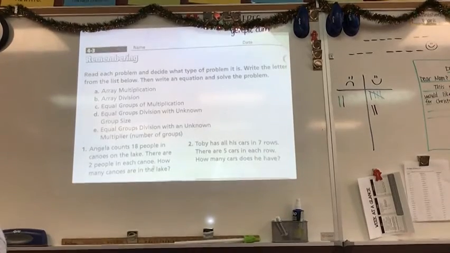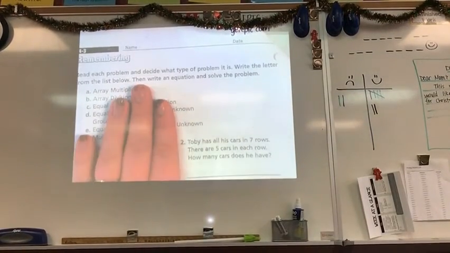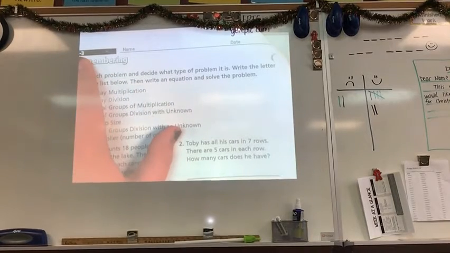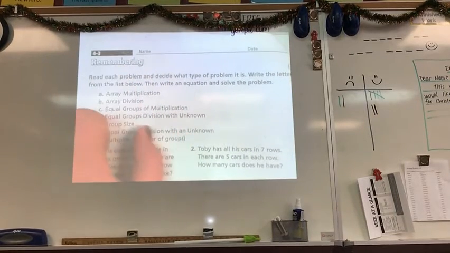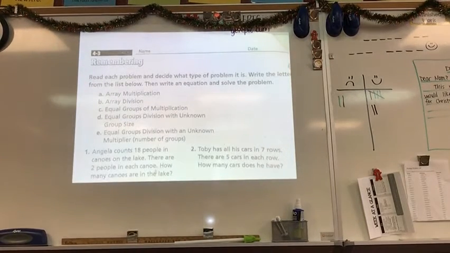Okay, quick directions on your homework and remembering. Please flip to the 4-3 remembering. What do I want you on? That was not convincing. We'll try again. 4-3 remembering. Which page? 4-3 remembering.